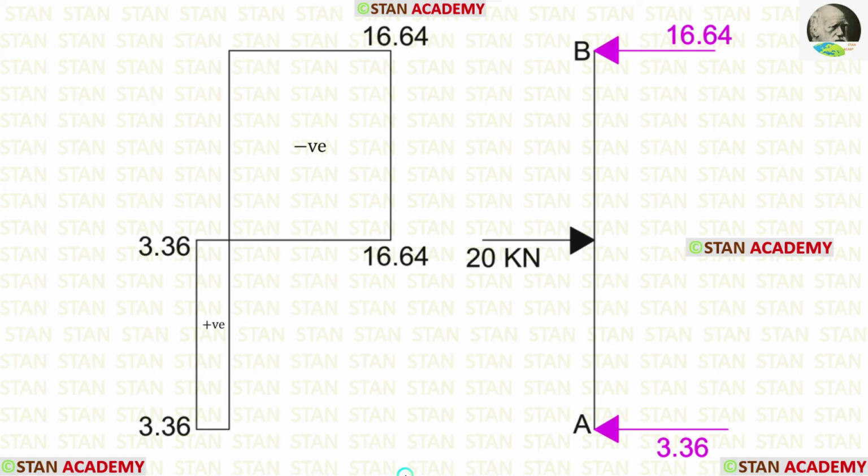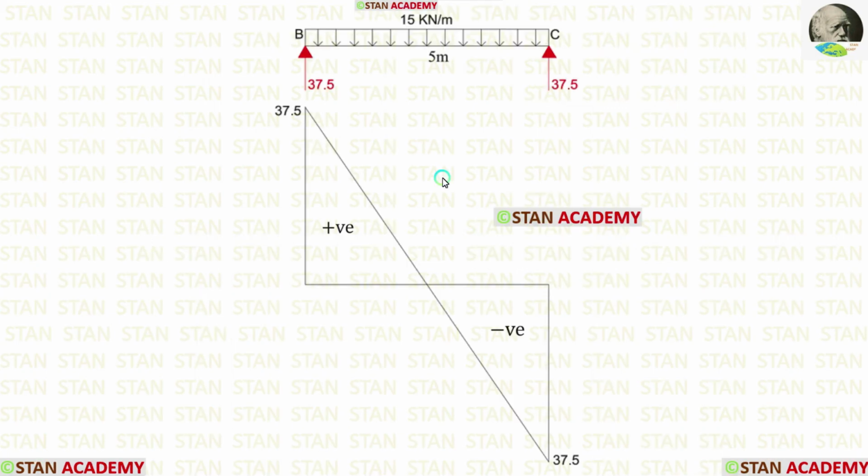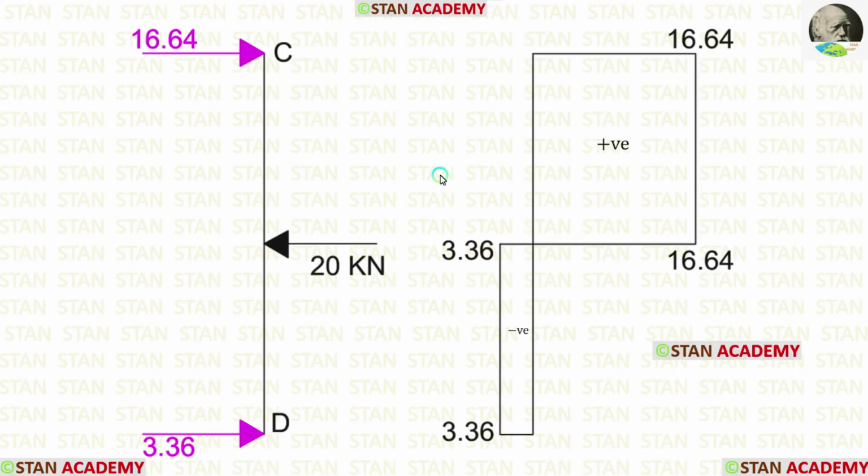Now, let us make the shear force diagram. Using the loads and reactions, we can make the shear force diagram in the column AB. Then let us make the shear force diagram in the beam BC. Then in the column CD.